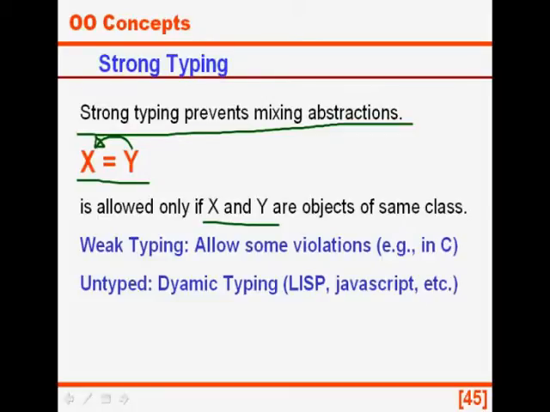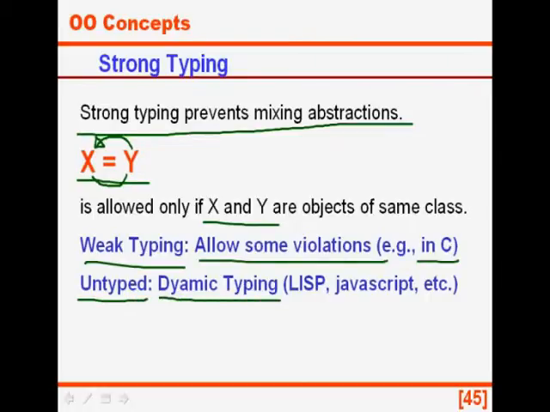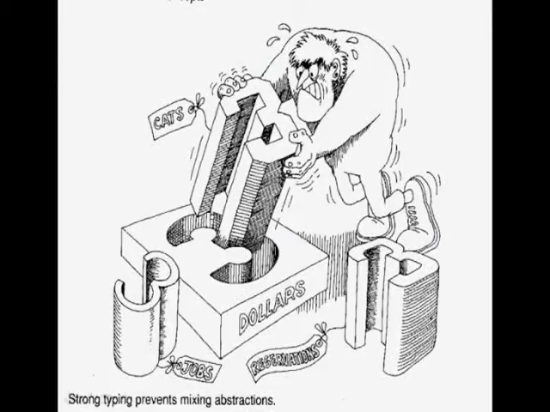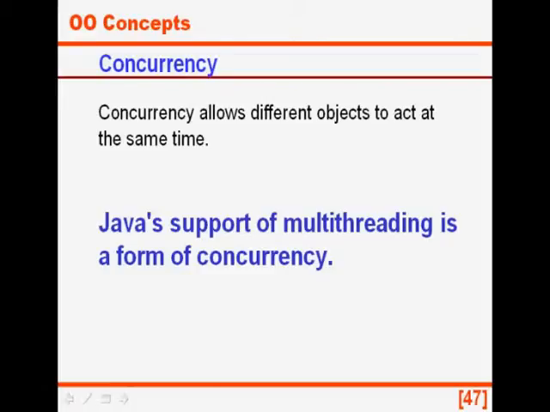So what would be weak typing? Weak typing would be to allow some violations, as in C, where we can assign a float to an int and an int to a float. And the other extreme is an untyped language, or what is known as dynamic typing, for example Lisp, JavaScript, etc., where variables have no type and can take on any value assigned to them. What does this mean in simple words? Object-oriented programming languages avoid putting a square peg into a round hole or a round peg into a square hole. This is strong typing.